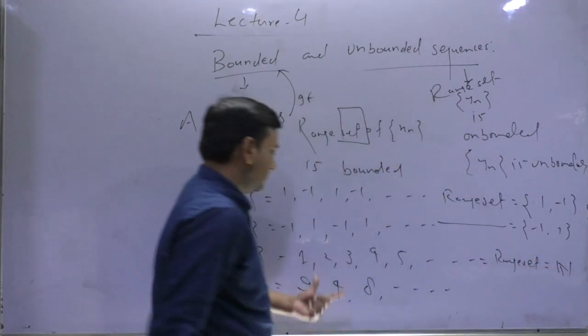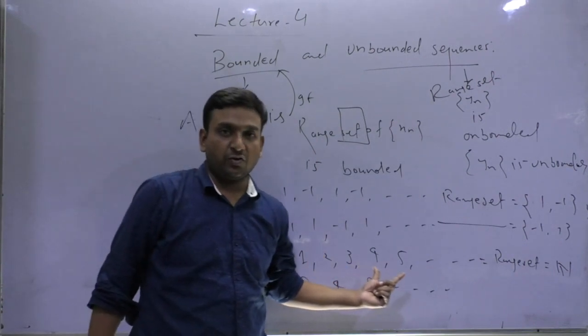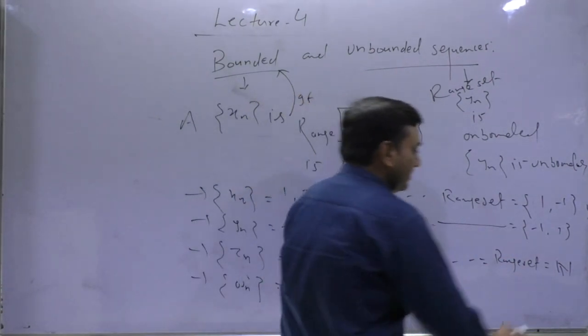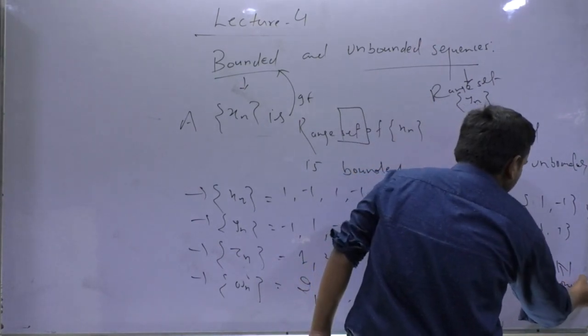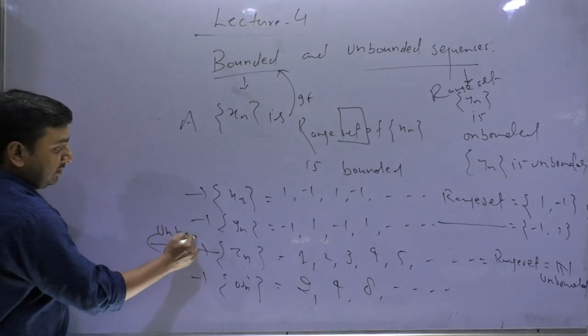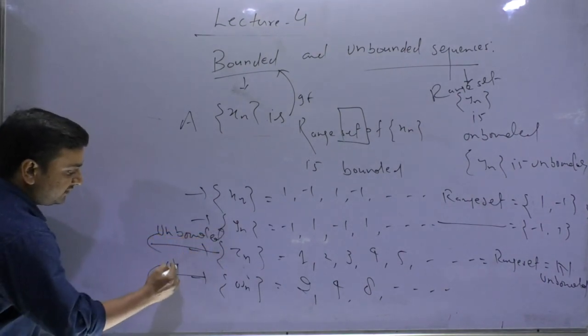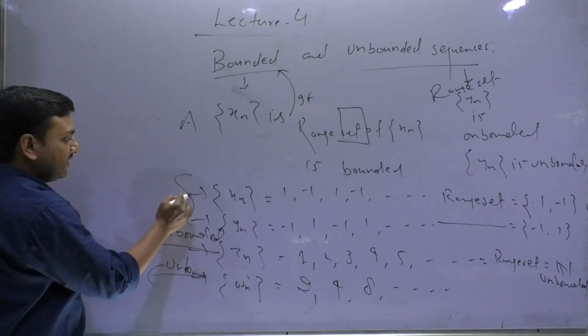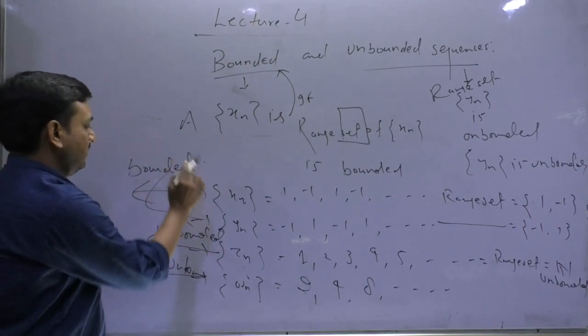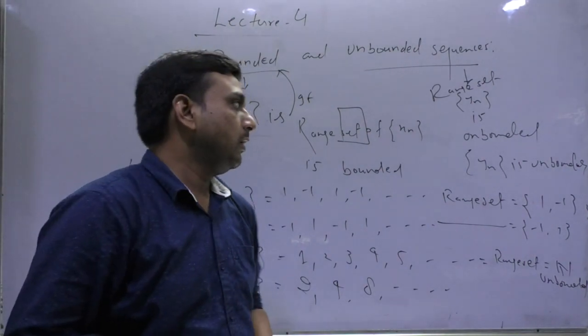But here the range set is clear. Check it out please. This is the set of natural numbers. So what does that mean? The set of natural numbers is unbounded. So what will we say? This sequence is unbounded, whereas these two sequences are bounded. Am I clear to you all?